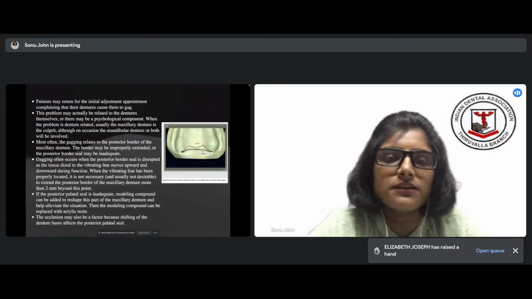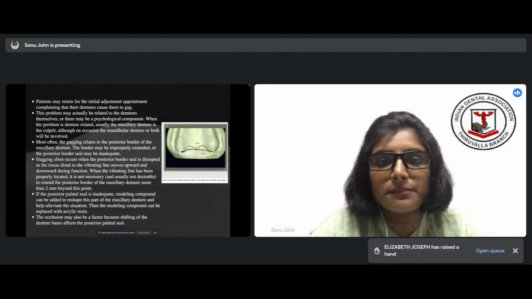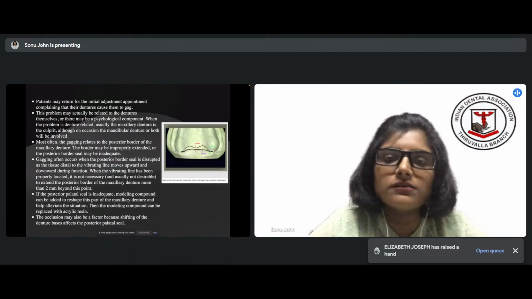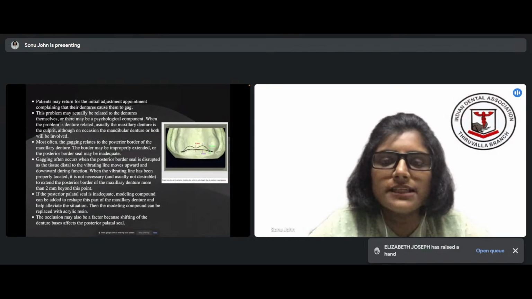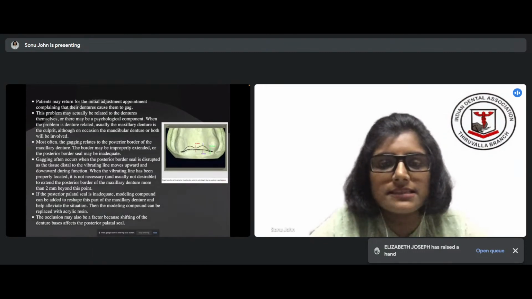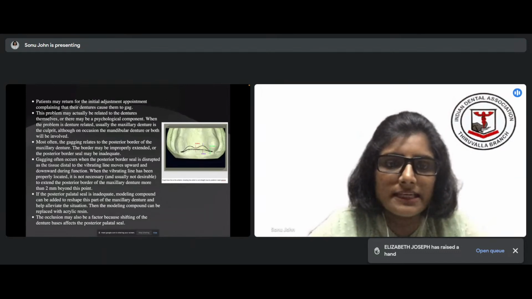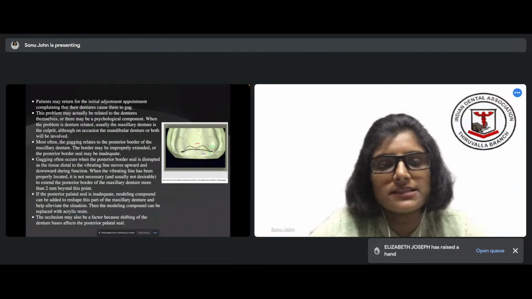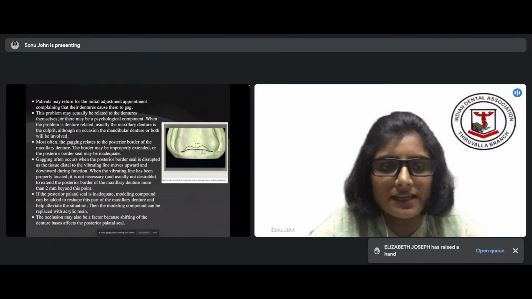Now patients may return for the initial adjustment appointment complaining that the denture is making them gag. This problem may be related to the denture itself, or it could also be psychological. If the problem is denture related, usually the maxillary denture is the culprit, although sometimes even your mandibular denture can cause the sensation of gagging. Most often the gagging relates to the posterior border of your maxillary denture. The border may be improperly extended, or the posterior border seal may be inadequate. These are the two situations that we anticipate here.